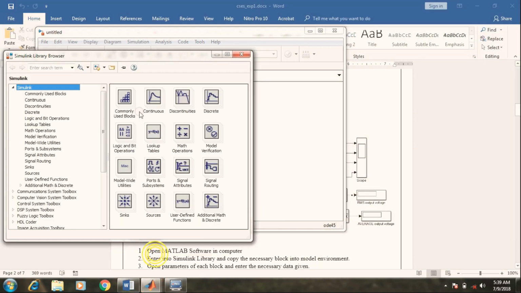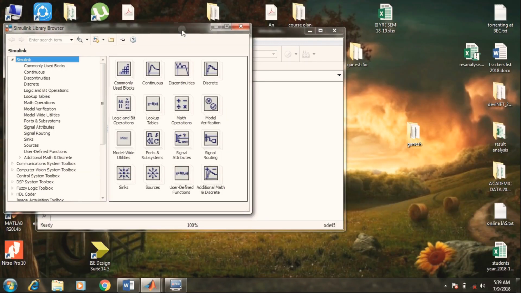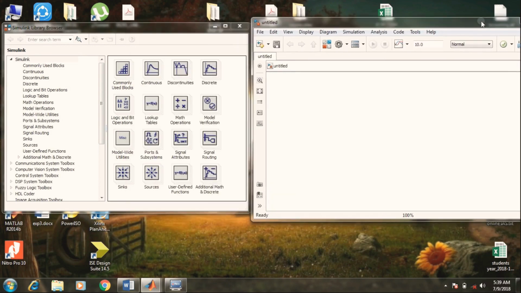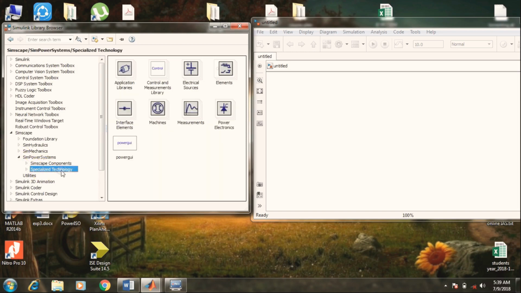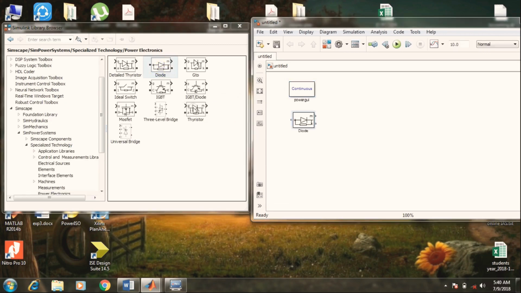So you open MATLAB. This is the MATLAB library, and this is the MATLAB work environment to connect blocks. There are many block systems. Among them we will be using Simulink, and in Simscape there is something called Sim Power Systems, the specialized technology. Only these two, specialized technology and Simulink, we are going to use. From specialized technology, what are the different blocks required for us? First one, to work with any of the blocks within this, power gui is a must. So place power gui. Next, in power electronics we want a diode and we want a thyristor.